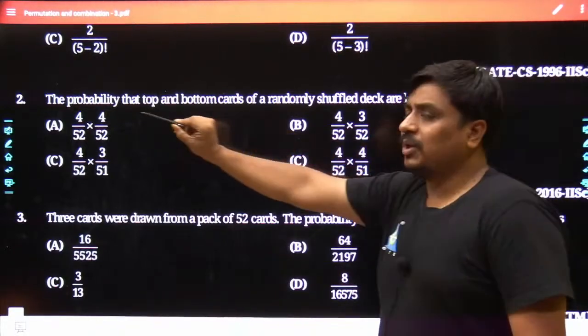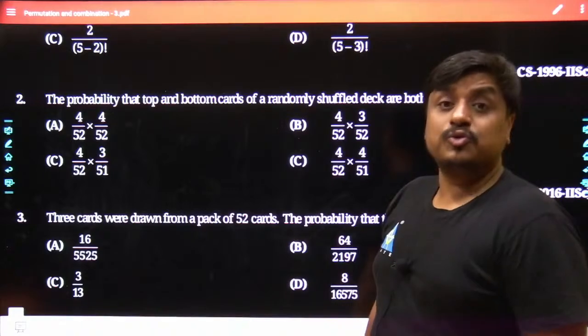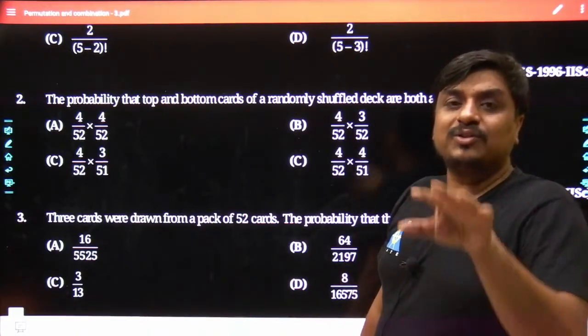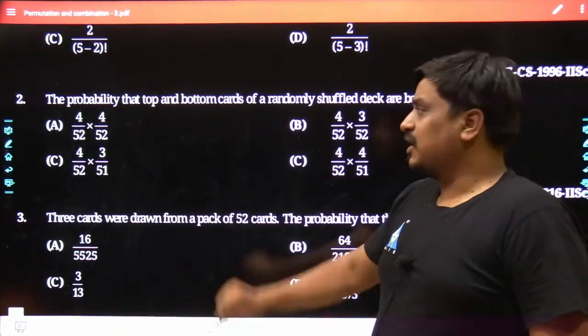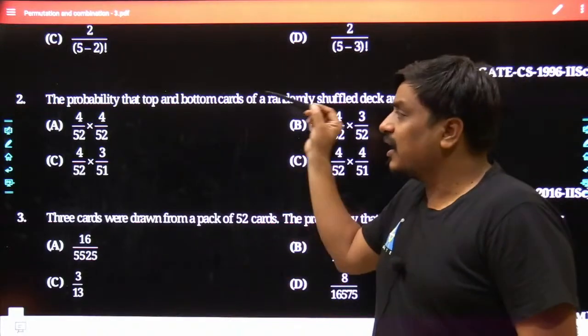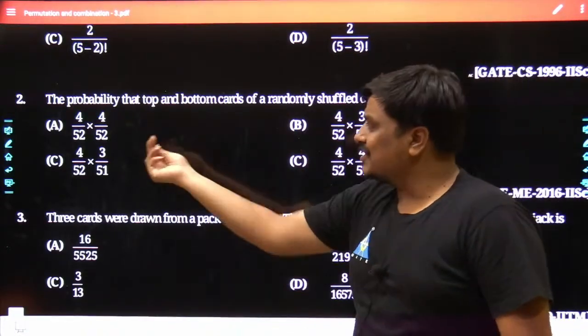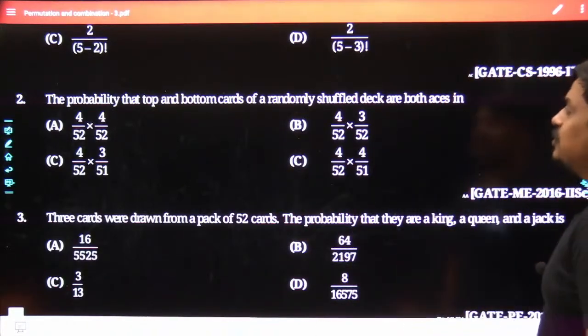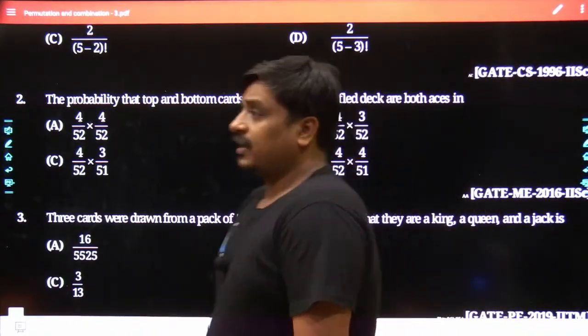Let me read the problem carefully, and then the turn goes to you guys. I would be giving around 100 seconds to crack this problem. Once you get its answer, put it over the live chat, and after 100 seconds, I would take the complete analysis of this problem and we'll try to get its best answer. The problem states: the probability that the top and bottom card of a randomly shuffled deck are both aces.